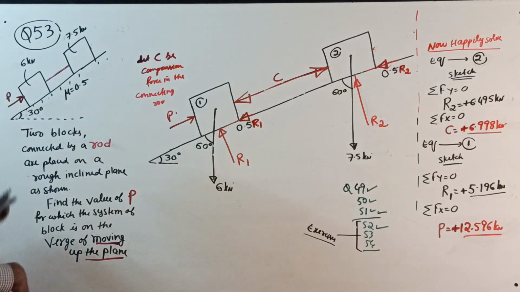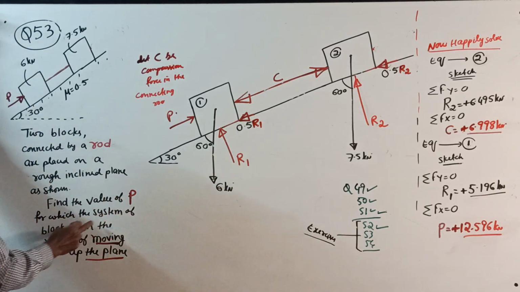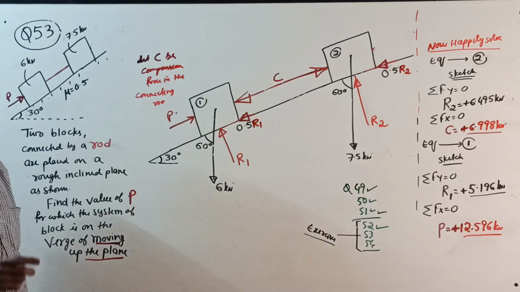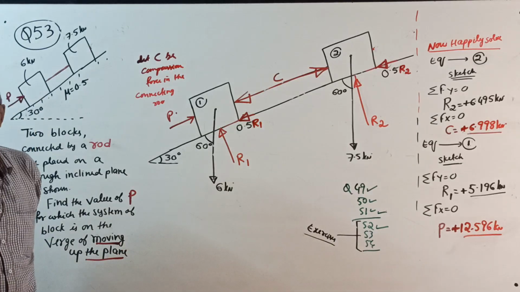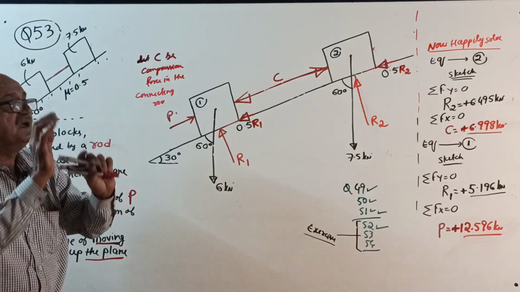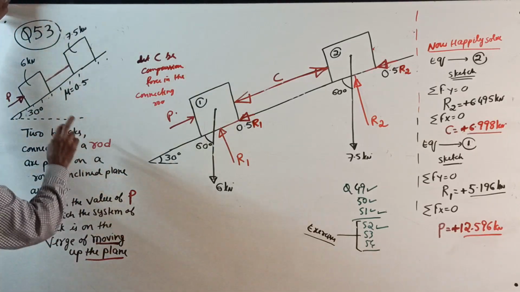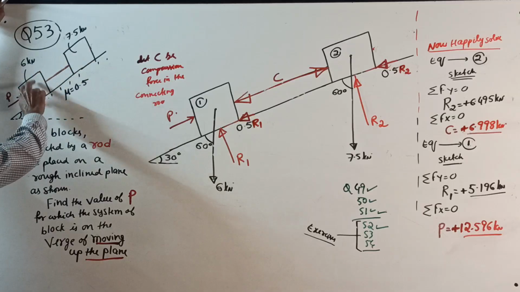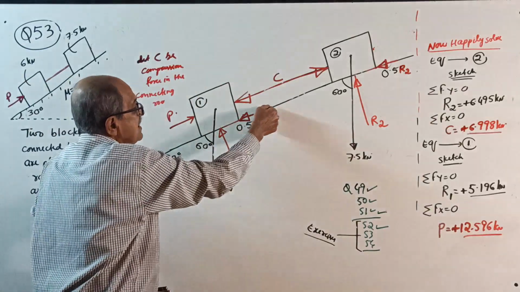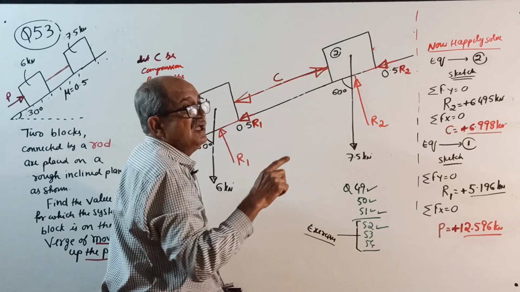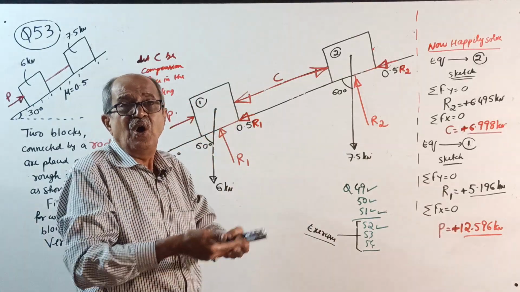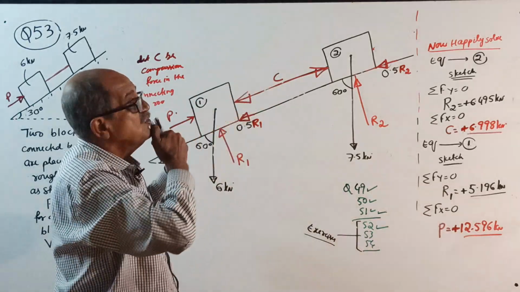That's all. Okay. Find the value of P for which the system of blocks is on the verge of moving up the plane. Or you can write one more thing here: what is the least value of P required to move the system of blocks up the plane. Remember, now only I will tell. Now the system of blocks is going to move up the plane. See, up the plane. So here friction is reversed. Be careful. In all the previous questions, either it was preventing sliding down or sliding down. So sliding down, 4 questions.